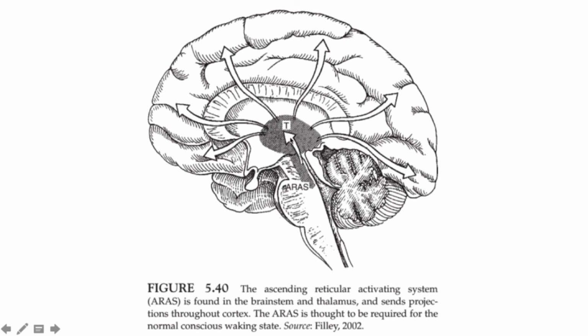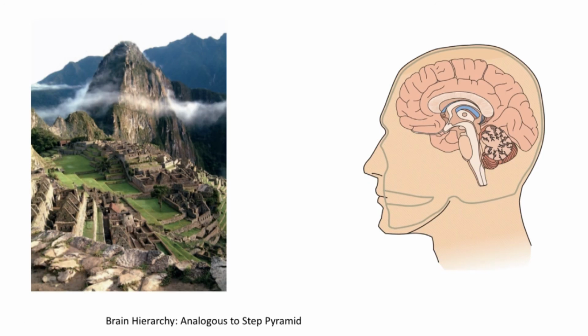This is where the nerve signals are all going up, and there is a huge nerve junction happening here. That junction of nerves is the reticular system. So there is this ascending reticular activating system. Now it is believed that this ARAS system is required for the normal conscious waking state of Homo sapiens. Now so far what we have seen in the human brain is from a top-down approach.